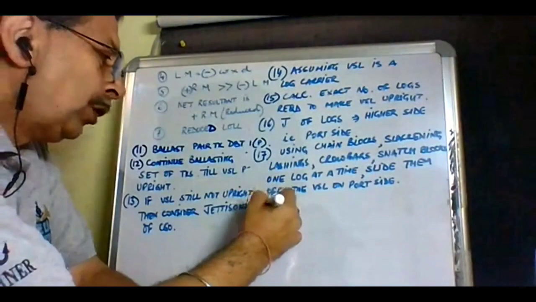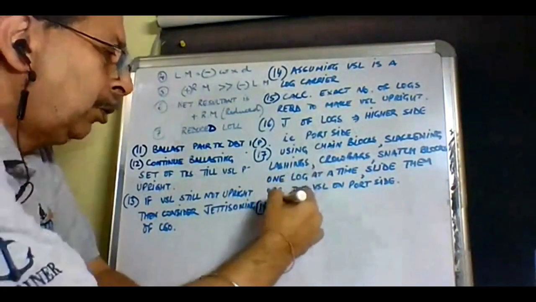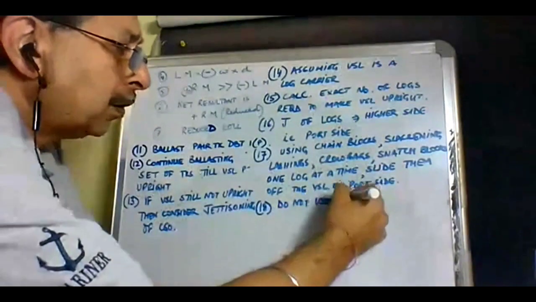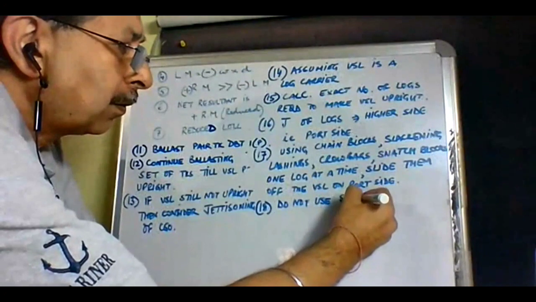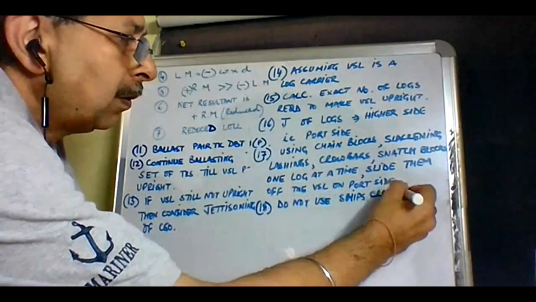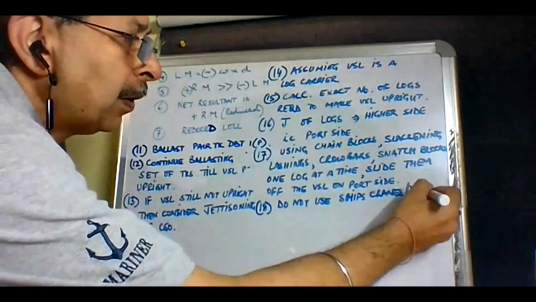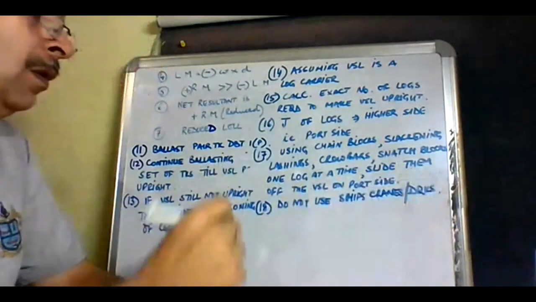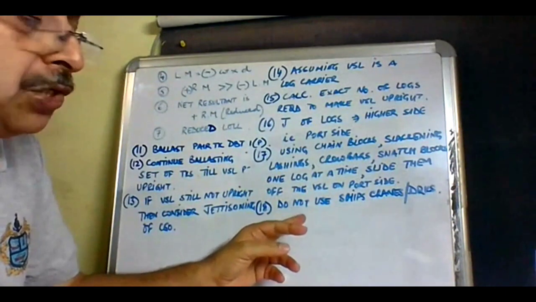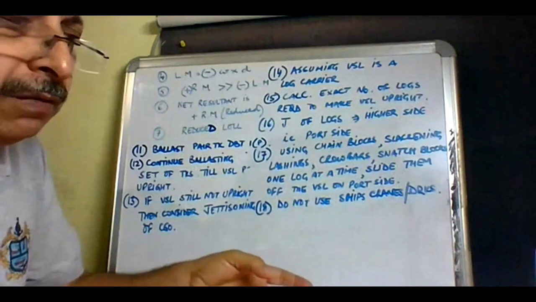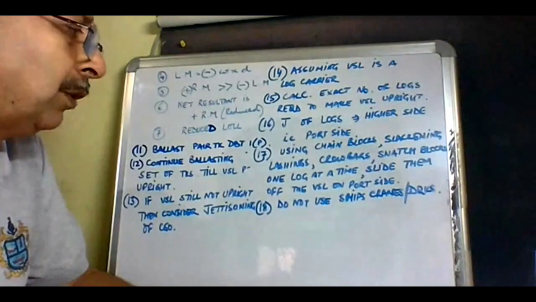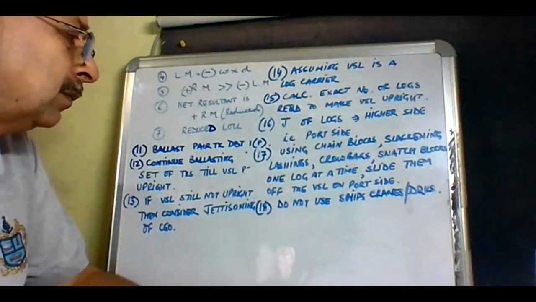And you have to make sure you do not use ship's cranes or derricks. Do not use them. Because if you use the ship's cranes or derricks, then the G of the ship will shift up and the GM will go down. So we don't do this.